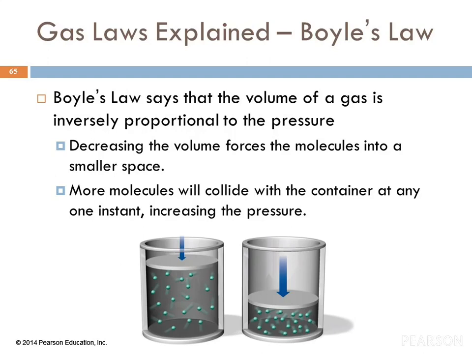So these concepts of the kinetic molecular theory of gases explain the laws that we've talked about. Kinetic molecular theory is a theory. A theory explains why something happens. A law just says what happens. Boyle's law just says the volume of a gas is inversely proportional to the pressure. It doesn't say why. Kinetic molecular theory helps us to understand why.